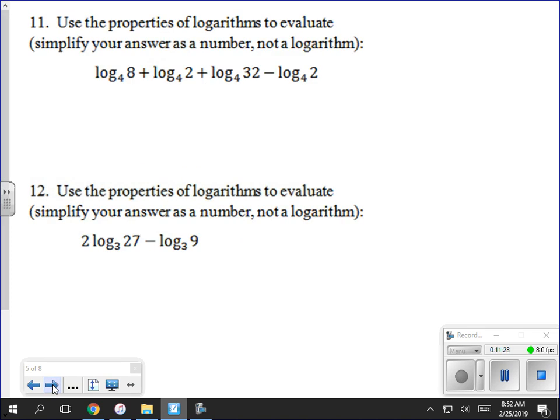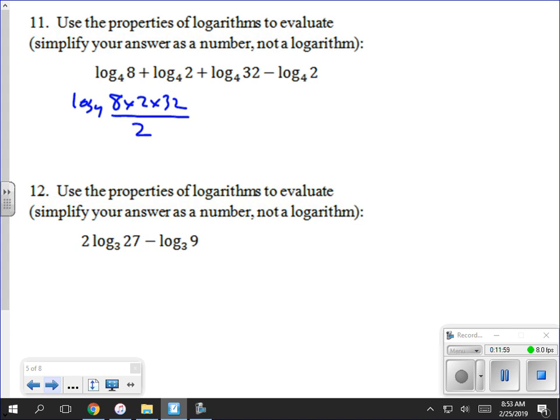Use the properties of logarithms to evaluate, simplify your answer as a number, not a logarithm. It should tell you what you should have for your answer. You should have a single numerical answer. What I would do on this is start bringing them together as one. Okay. So I have, this is log base 4 of 8 times 2 times 32 all over 2.